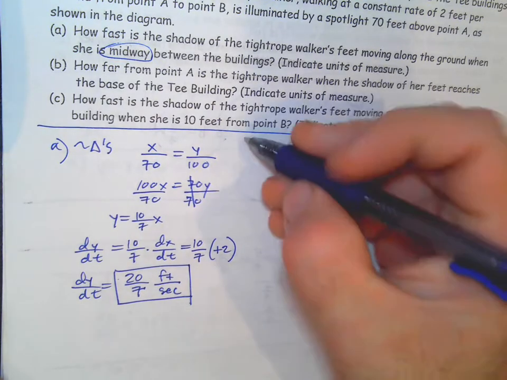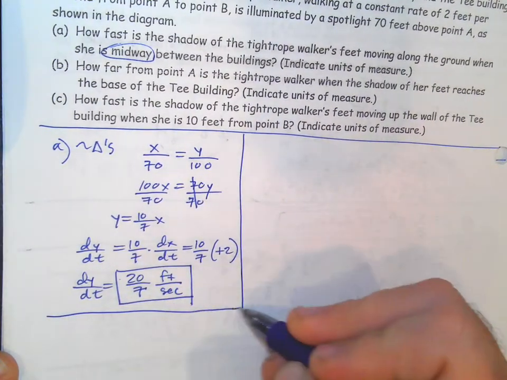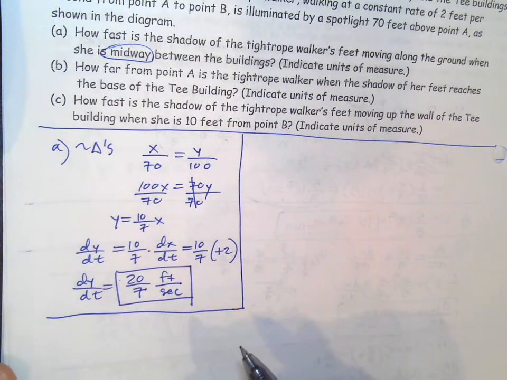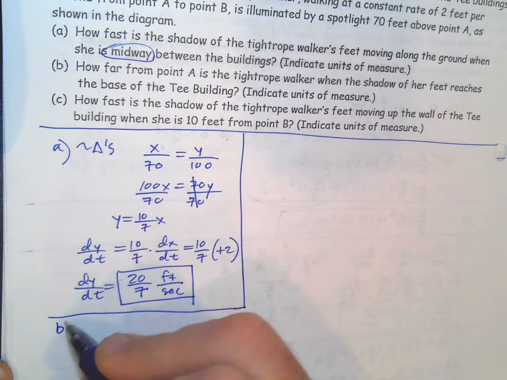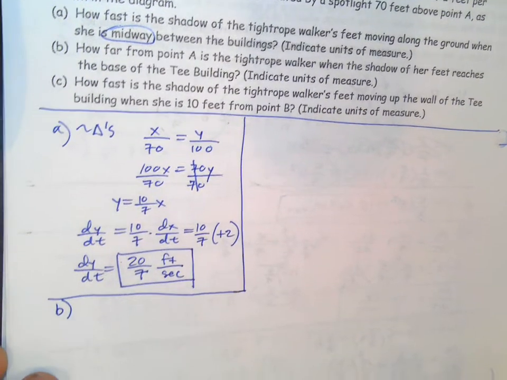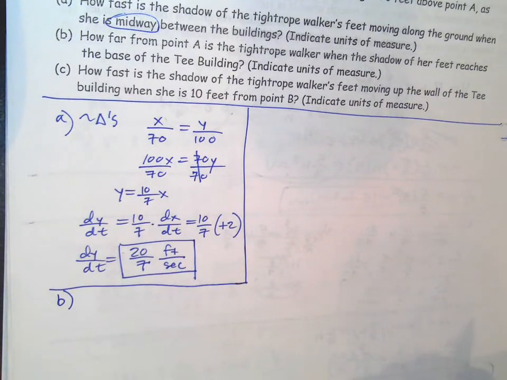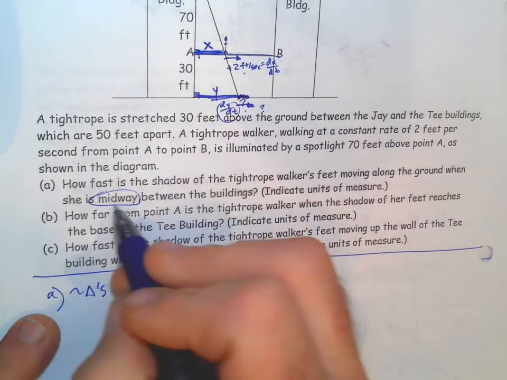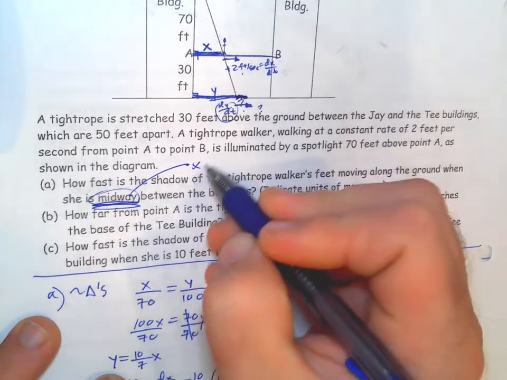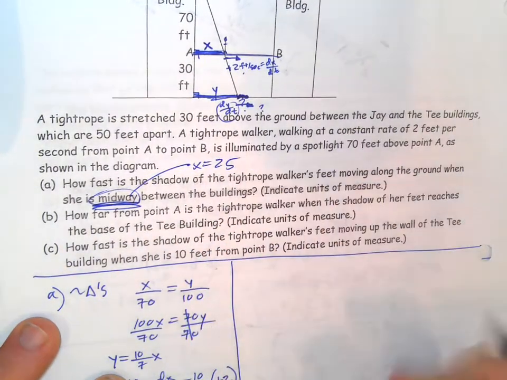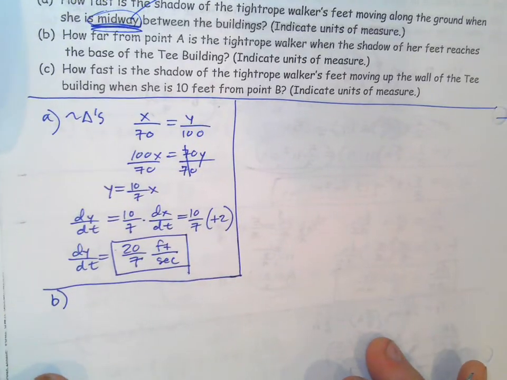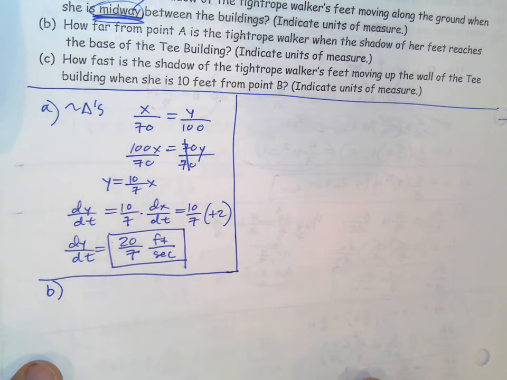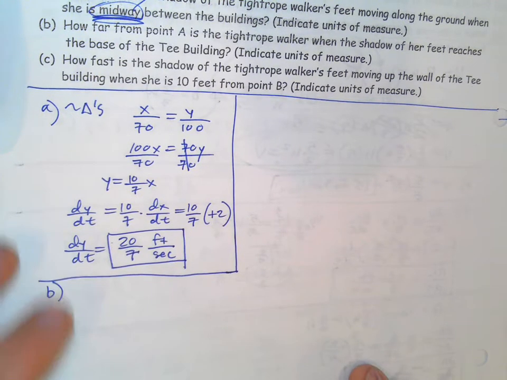So that's part A. That was kind of weird in itself. B says, how far from point A? Now, by the way, it said when she's midway between buildings, which means that x has to be 25, right? We didn't even use that because the x went away. We had a dx/dt. How far from point A is the tightrope walker when the shadow of her feet reaches the base of the T building? Okay, how far away?